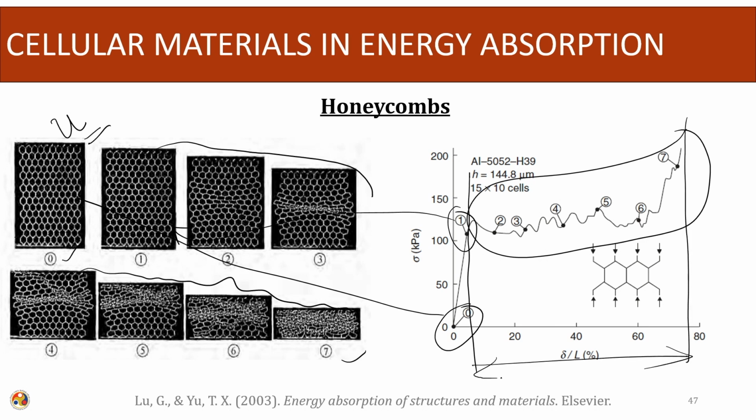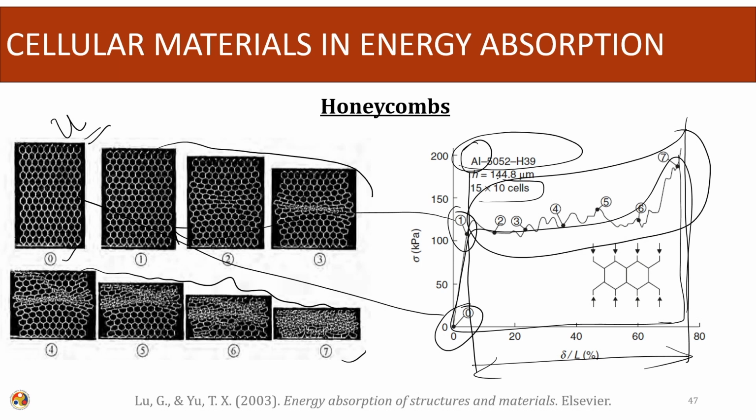So, the total energy absorbed by this system is the area under this curve, and this is also very large. And this material is made from a simple aluminum. Similarly, this can be constructed using steel and other materials also. In this case the experiment shown is made of aluminum. And this is the configuration of these cells.